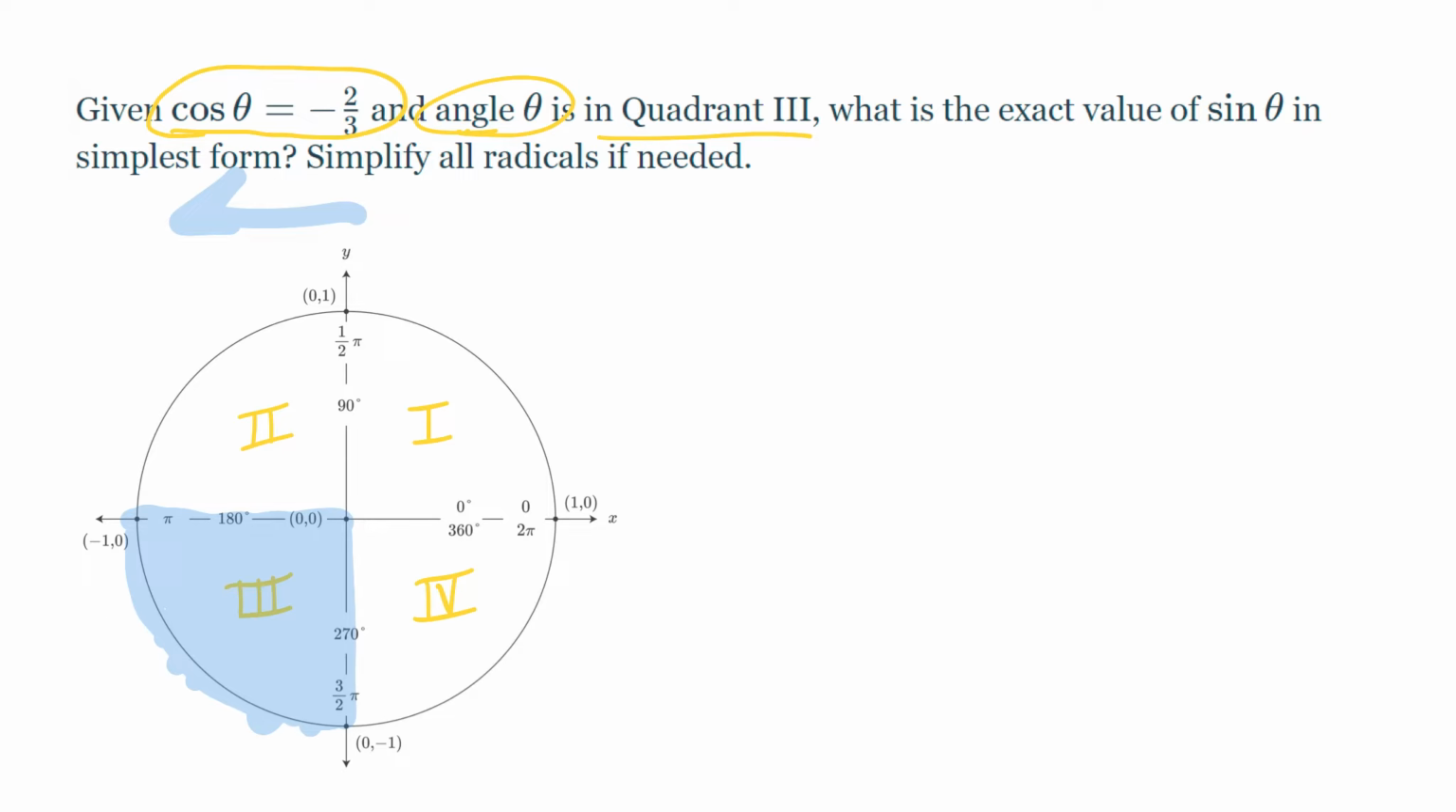And what we're asked to do is to find the exact value of sine of this same angle in simplest form. Here's why I like to see this. I like to know, okay, I'm looking for a sine value, and the sine values are the y values. And if I'm in the third quadrant, the y values are negative. So I automatically know that I'm going to get some kind of negative answer on this particular question.